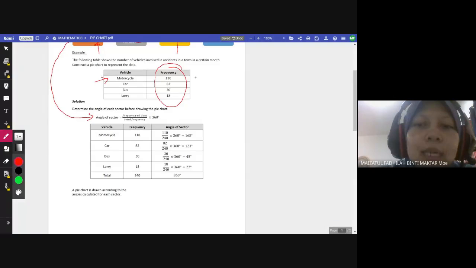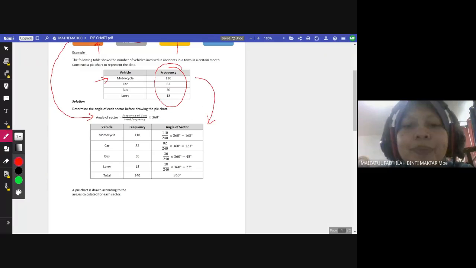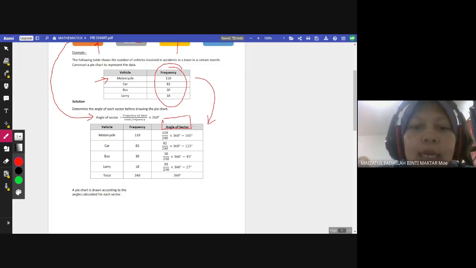From the table here, you just add another column on the right and name it the angle of sector. Then for each row, you calculate. But you must first find the total of the frequency. You just add everything here: 110 plus 82 plus 30 plus 18, you will get 240.